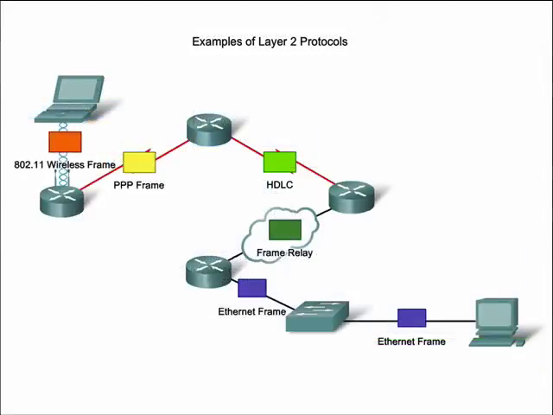In a TCP/IP network, all Layer 2 protocols work with the Internet protocol at Layer 3. However, the actual Layer 2 protocol used depends on the logical topology of the network and the implementation of the physical layer. Layer 2 protocols that will be covered in CCNA courses include Ethernet, Point-to-Point Protocol, or PPP, High-Level Data Link Control, or HDLC, Frame Relay, and Asynchronous Transfer Mode, or ATM.